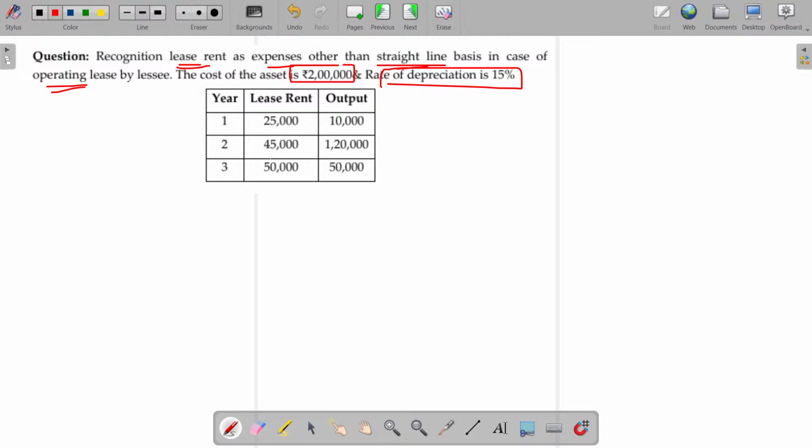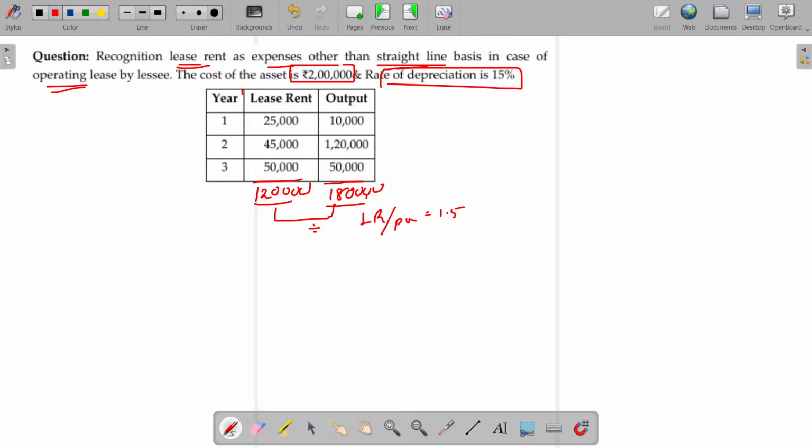What is the overall lease rent? 1 lakh 20,000, for the output of 1 lakh 80,000. Then how much is the lease rent per output? Lease rent per unit is 1 rupee 50 paise.